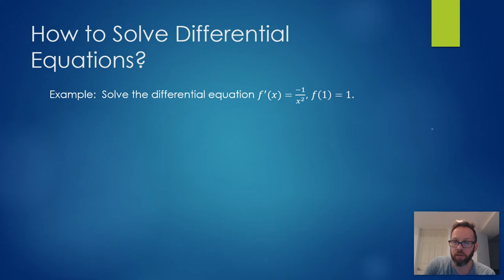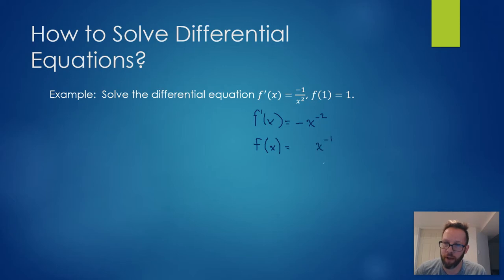So in this case, I have given an initial condition here. We're going to solve the differential equation f prime of x equals -1 over x squared. If we write that as negative x to the power of -2, that will make it easier for us to solve using antiderivatives. This can be thought of as a polynomial. If this has a power of -2, the original function should have a power one more than that, so x to the power of -1.